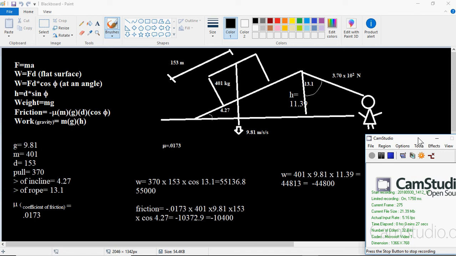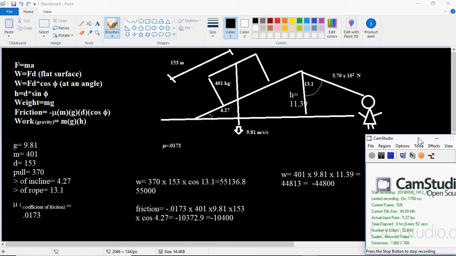this is the problem we were working on the other day with the force and work done on an object on an inclined plane. We were asked to, one, find the work done by the person. We were asked to find the work done by gravity. And we were asked to find the work done by friction.